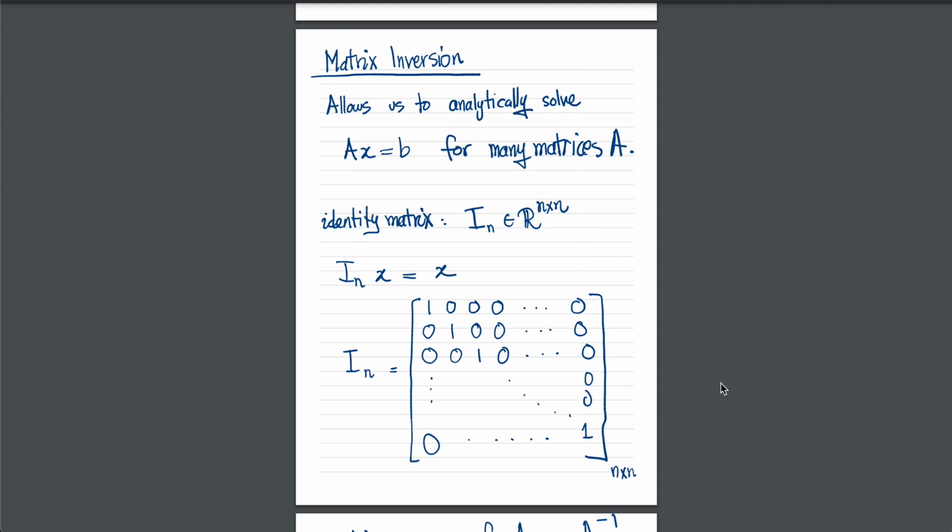Matrix inversion is an operation that allows us to analytically solve AX equal B for many matrices A. And before we get into it, let me introduce to you the identity matrix. I sub n, meaning that this is an n by n identity matrix, which means that the diagonal elements are 1, the off-diagonal ones are 0, so that any vector multiplied or transformed by this matrix, Ix, is X itself.